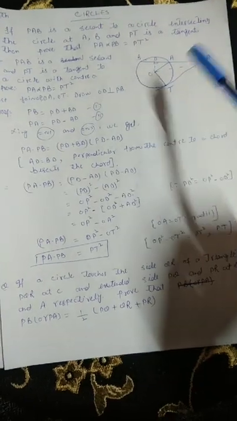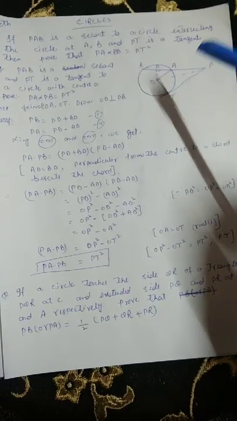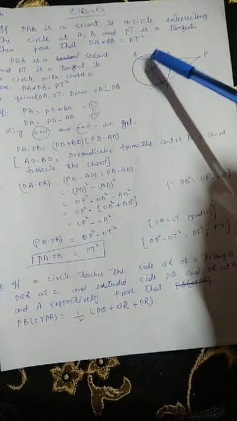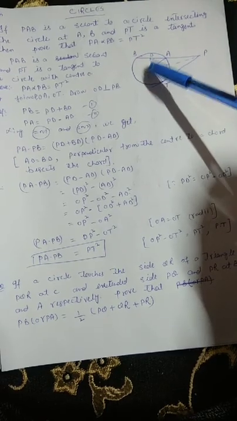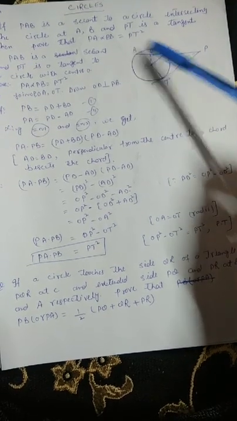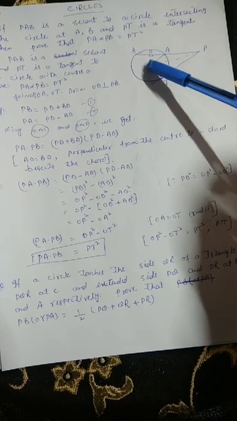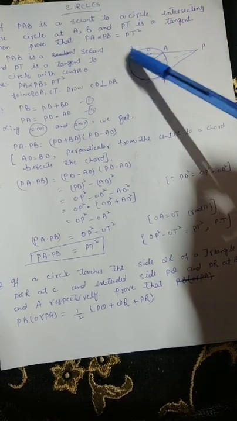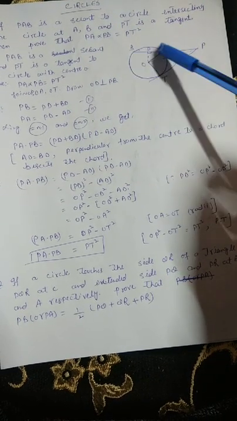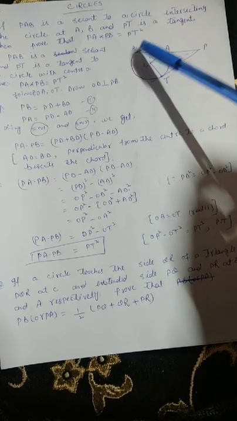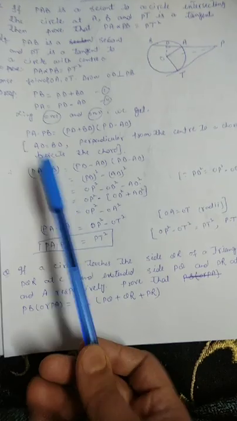In class 9th we have learned a theorem, that a perpendicular drawn from the center to a chord bisects the chord. Here AB becomes a chord. The perpendicular divides the chord into two equal parts. That means AD is equal to BD.